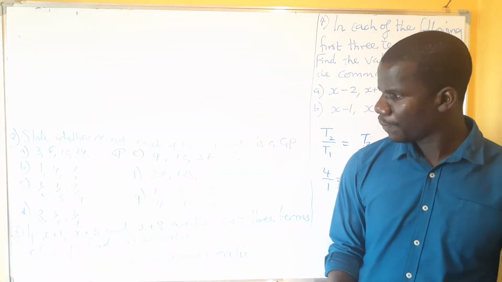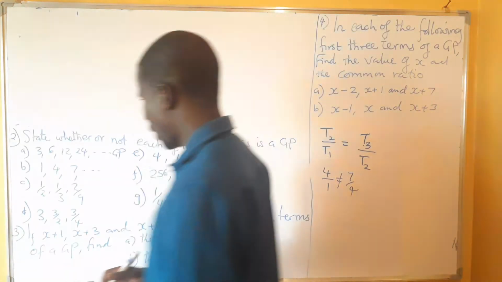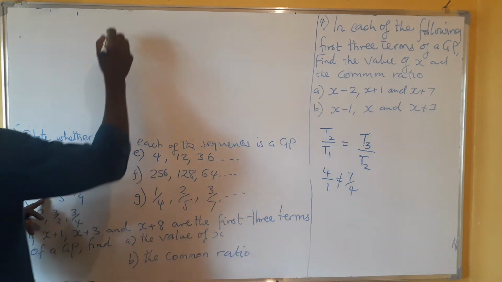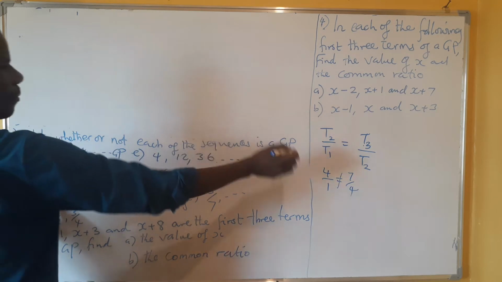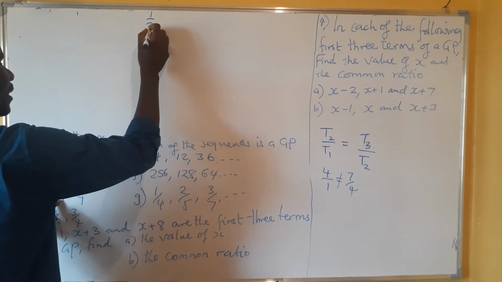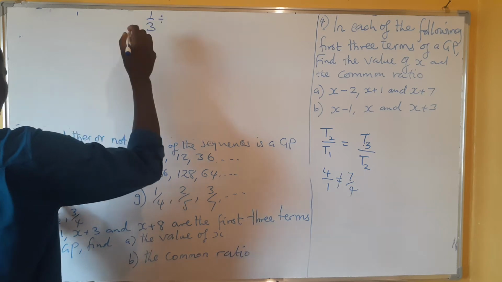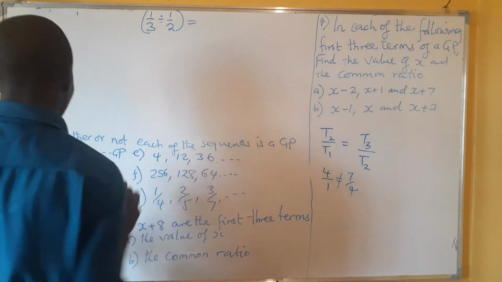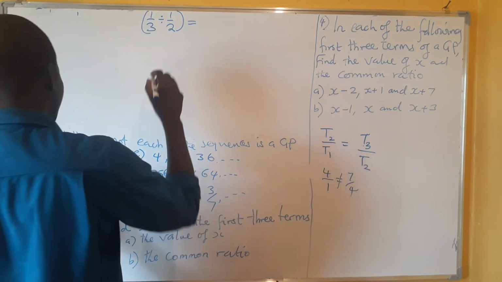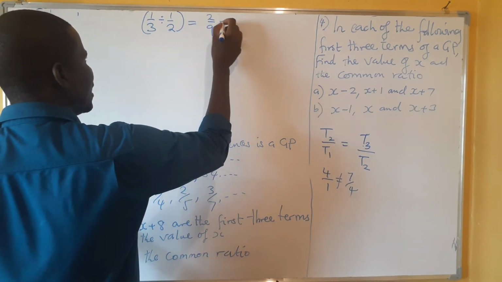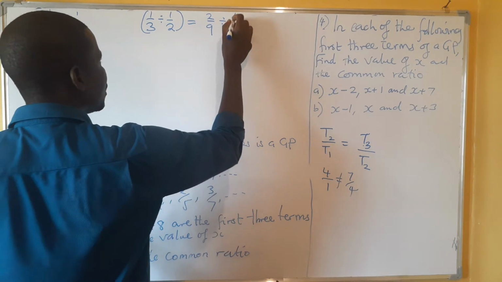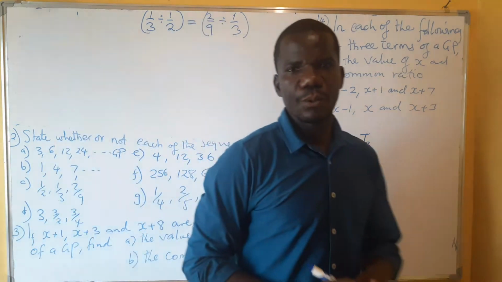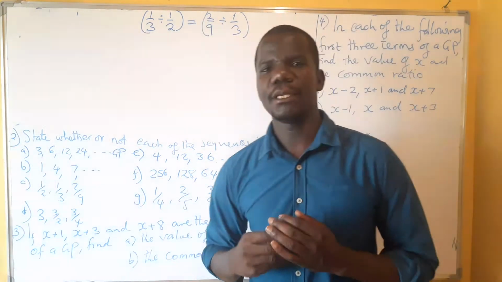So let me do one more. Okay? Let me do one more, which is C. So we are saying the second term, which is 1 over 3, has to be divided by the first term, which is 1 over 2. And this should be equal to the third term, which is 2 over 9, also divided by the second term, which is 1 over 3. So we have to work out these things. If they are equal, then we can make the conclusion that it's a GP. If they are not, then it's not.